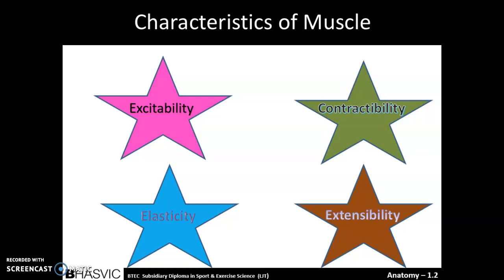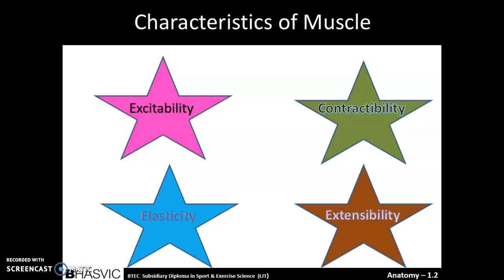Number 3 is elasticity. This is how and when your muscles go back to their original shape after being contracted. When your muscle contracts, it creates tension, and for example, in your leg, if you're squatting and your quadricep is contracting, then when you stop squatting, it can go back to its original shape, which shows the elasticity of it.